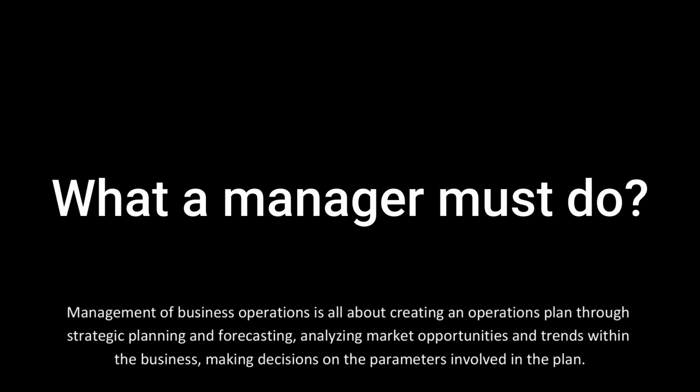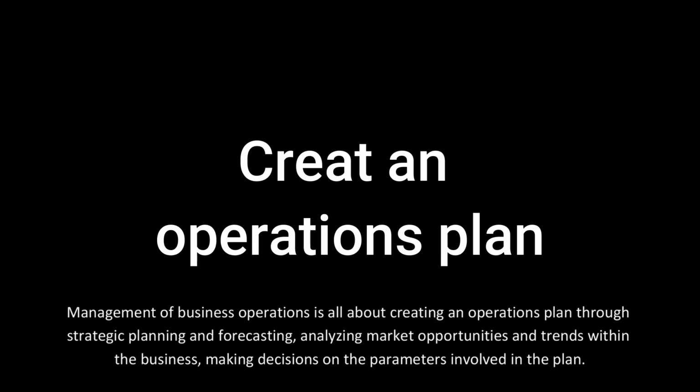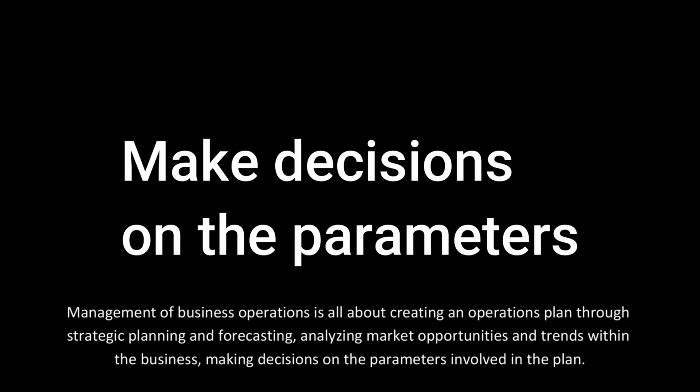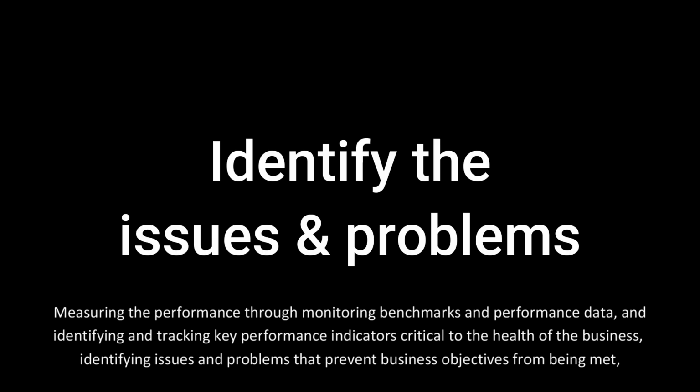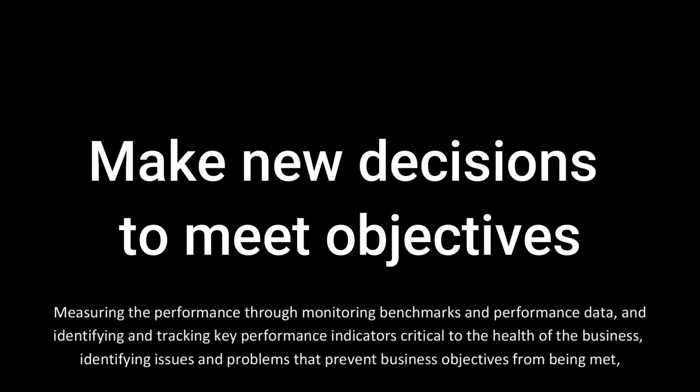Management of business operations is all about creating an operations plan through strategic planning and forecasting, analyzing market opportunities and trends within the business, making decisions on the parameters involved in the plan, measuring the performance through monitoring benchmarks and performance data, and identifying and tracking key performance indicators critical to the health of the business, identifying issues and problems that prevent business objectives from being met, making new decisions on the parameters to make sure business objectives are met.